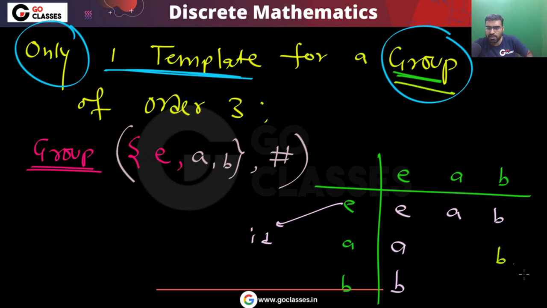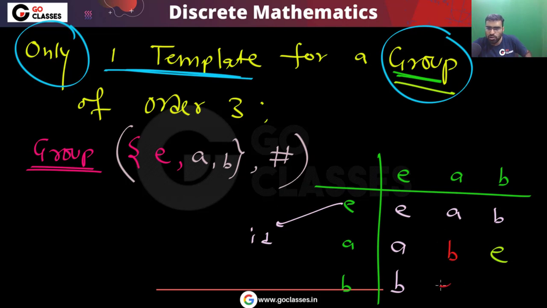Now, can I put B here? I cannot put B here because already in this column B is there. So I cannot put B. So the only choice is E. This is the only choice. So now I have to put B here.